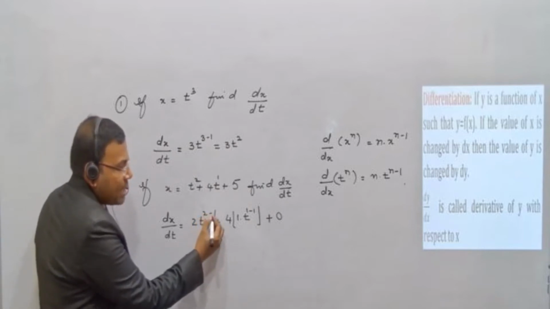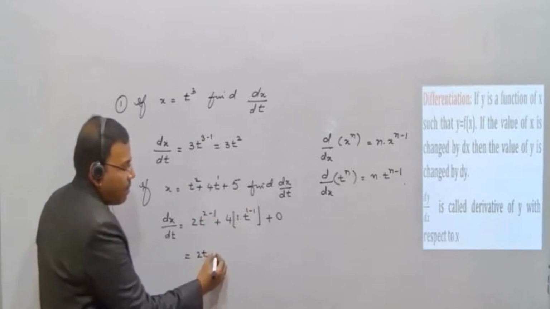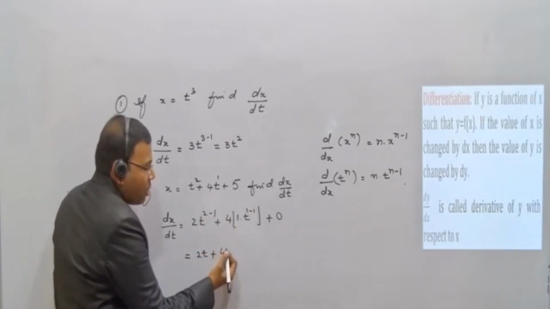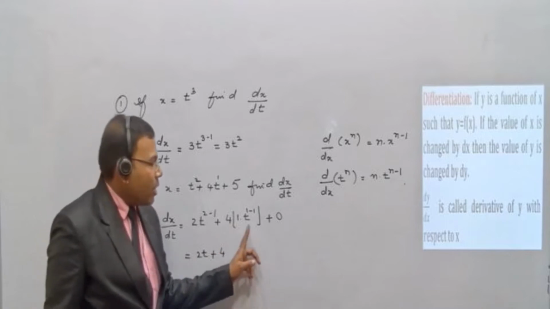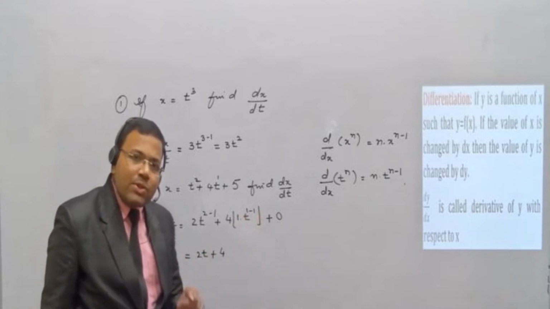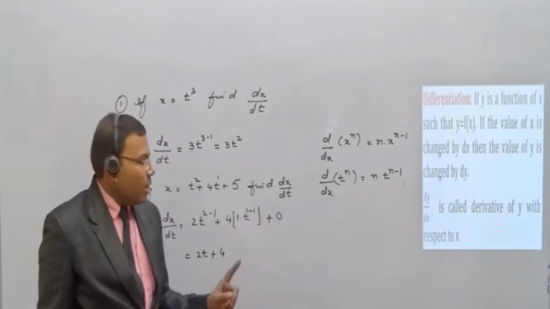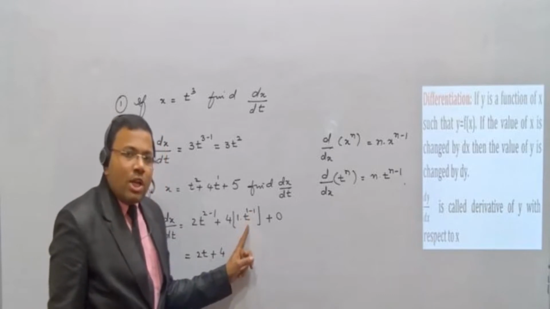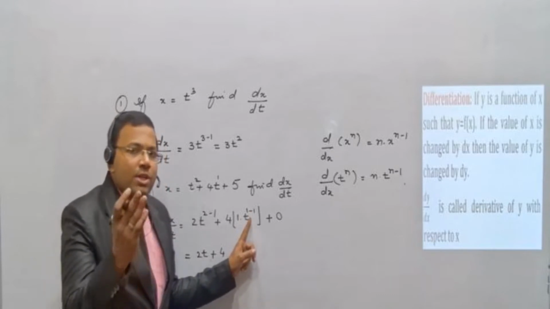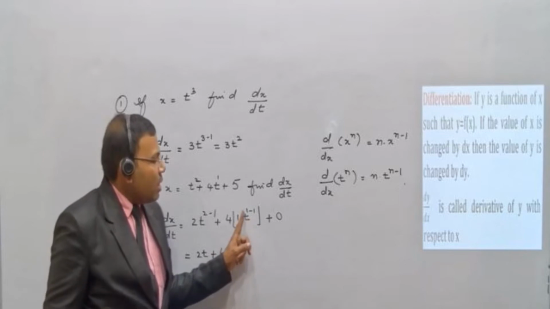t 2 minus 1, so it is just t plus. Now beta, this is 4. Try to understand, this step is very important. T power 1 minus 1, t power 0 it is. T power 0. Any number power 0 is 1, except 0.